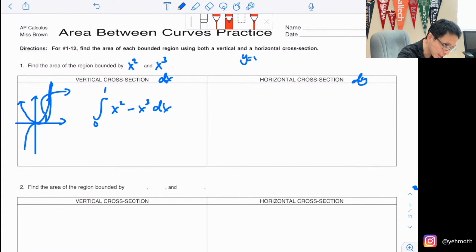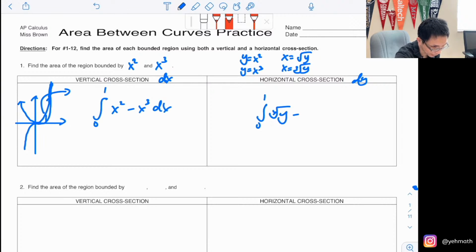So if I have y equal to x squared and y equal to x cubed, can I solve for the other way? So x equals the square root of y, and x equals the cube root of y. So this way is still going to be between 0 and 1, because the intersection is still 0 to 1. Now, which one is right minus left? Well, you have to solve for x, so it'd be the cube root of y minus what? Square root. There we go. And then you type it in the calculator and see if they come out the same. It should come out exactly the same answer.